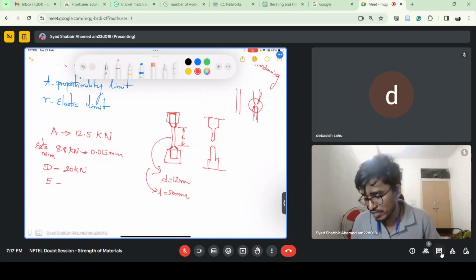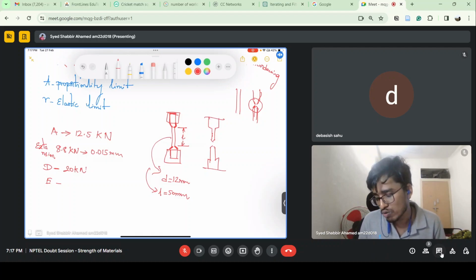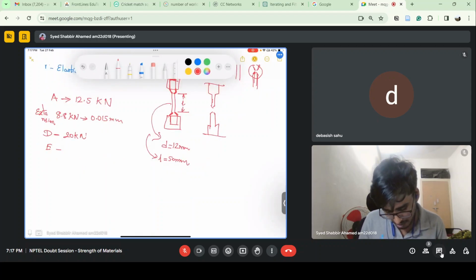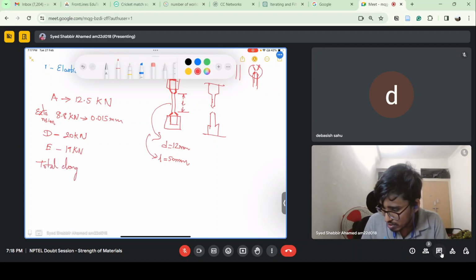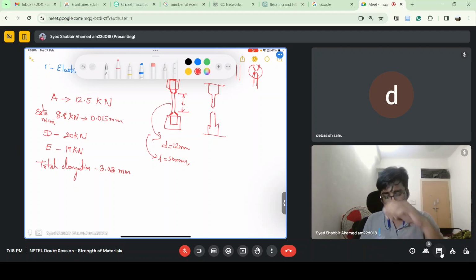The load at ultimate stress is given as 20 kilonewton, and the load at point E, which is the failure point, is given as 19 kilonewton. As I said, there is a drop in stress, so there is also a drop in load at the failure point. The total elongation of the rod till the failure is given as 3.5 mm. That's it.